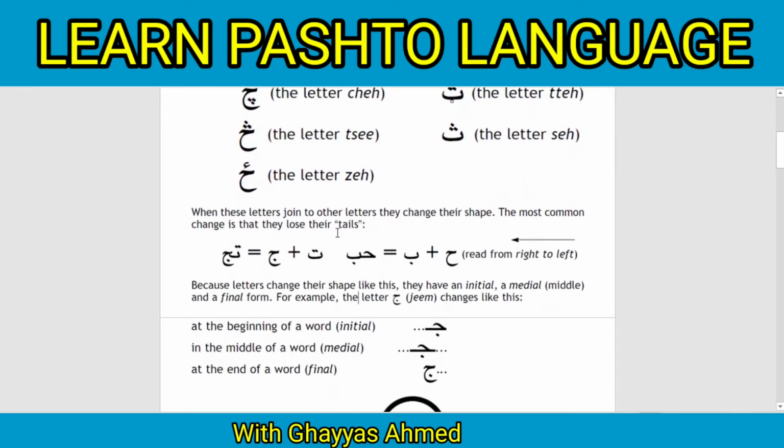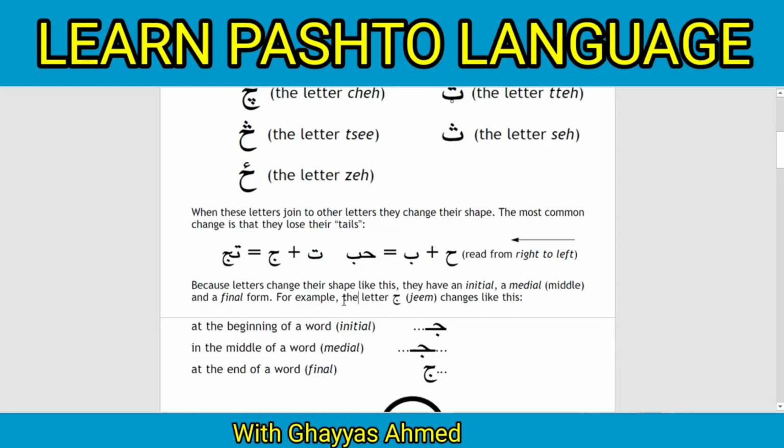When these letters join to other letters, they change their shape. The most common change is that they lose their tails. Read from right to left. He plus B is equal to Hab. T plus Jim, Taj.